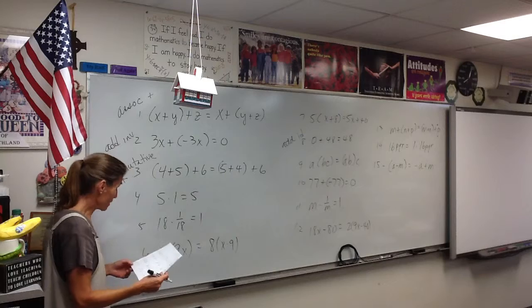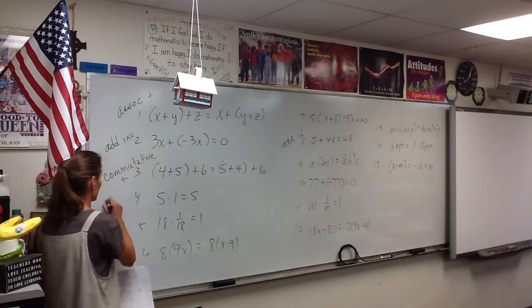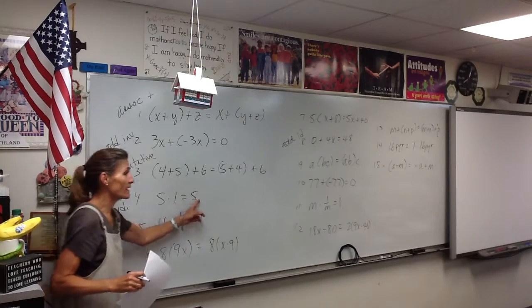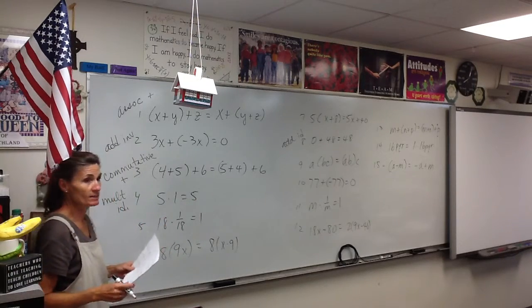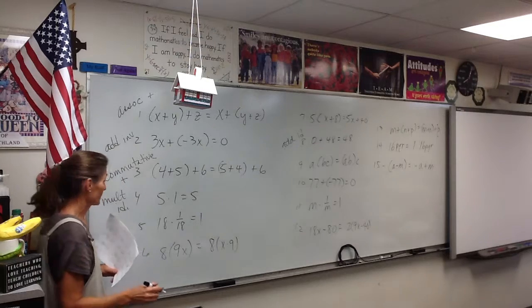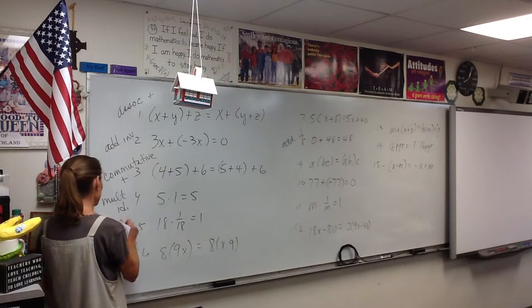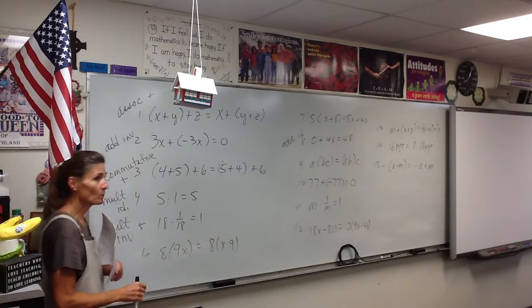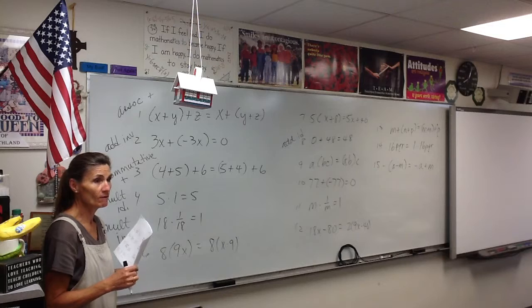Super. Rachel? 4 is multiplicative identity. Beautiful. When you times by 1, you get the identical thing back again. That's awesome. Dan? 5 is multiplicative inverse. Another word for the multiplicative inverse is the reciprocal. When you multiply a number by its reciprocal, you get 1. We are smoking today. Very, very good.